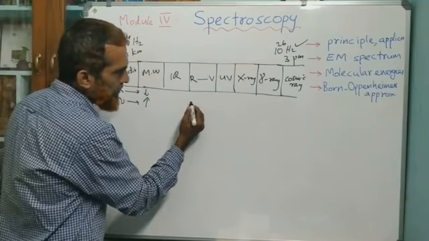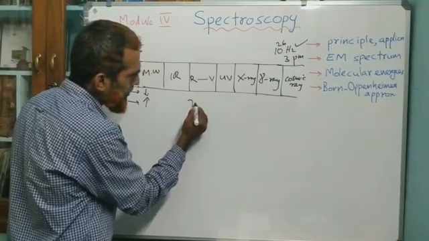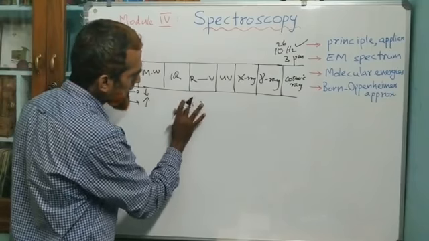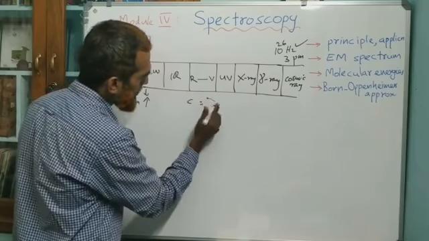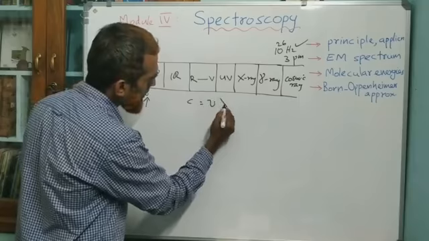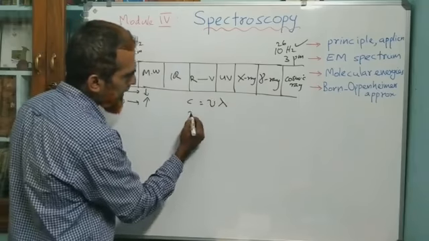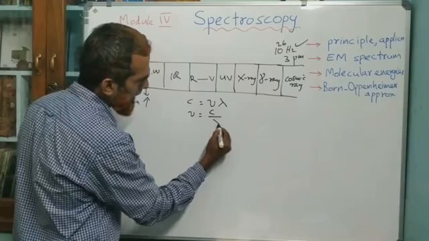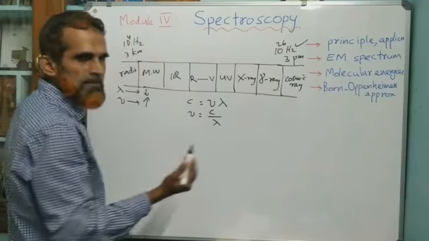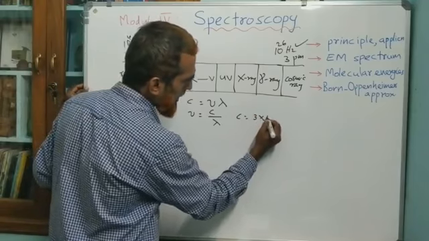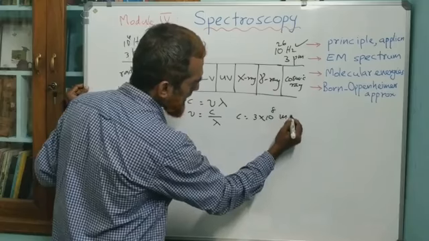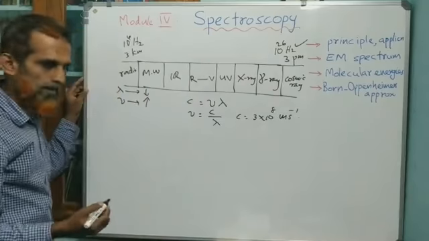You know some important equations. The relation between frequency and wavelength, what is it? C is equal to nu lambda, right? C is equal to nu lambda, or nu is equal to C by lambda, you know that. So it's very clear that frequency and wavelength are inversely related, and C is velocity of light. We take it as 3 into 10 raised to 8 meter per second, right?